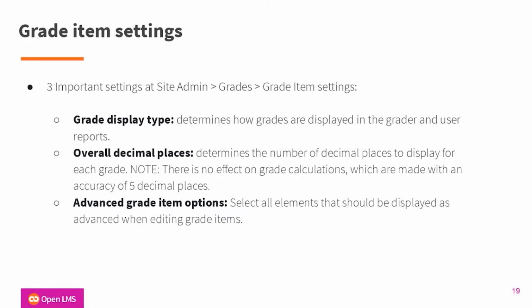Overall decimal places. I always like to make a point here: there's no effect on grade calculation. So this is 100% visual. But do you want decimal places to show? If there's a quiz or an assignment where somebody could receive a 95.5, do you want them to be able to see that 0.5, or do you want that to be a round number?